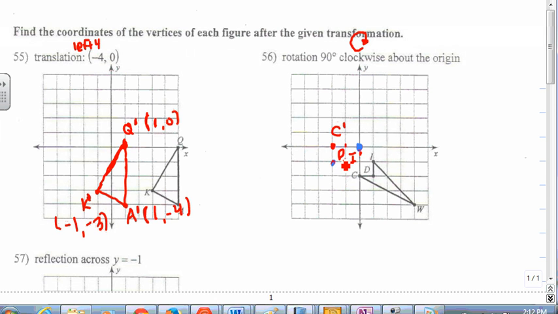And I also have to spin W around. So it was 1, 2, 3, 4 down, so it's going to be 1, 2, 3, 4 over, and it was 4 over, so it's going to be 4 down.